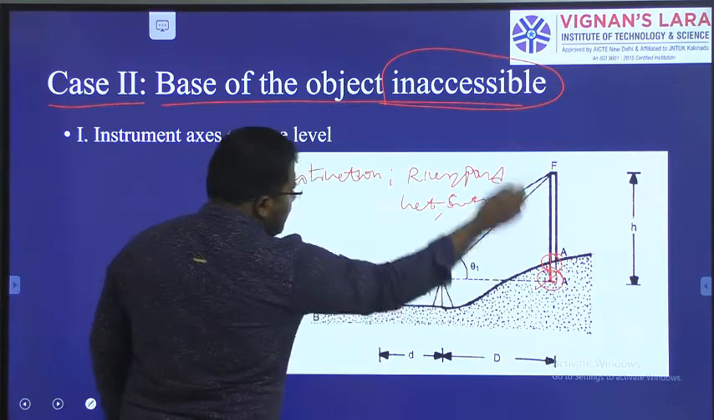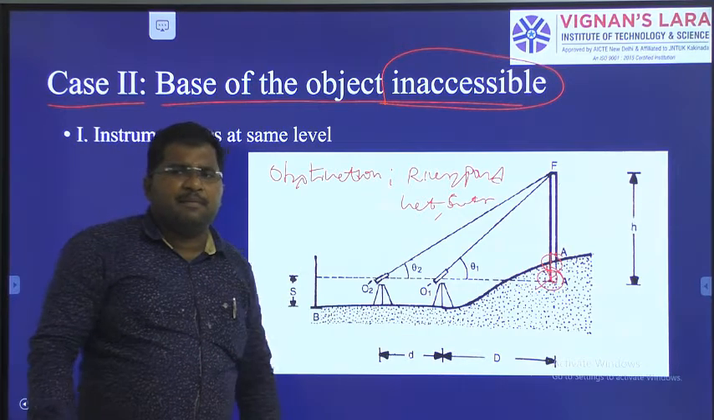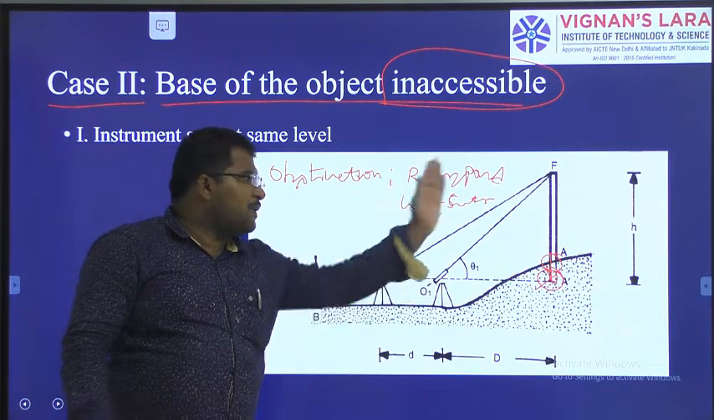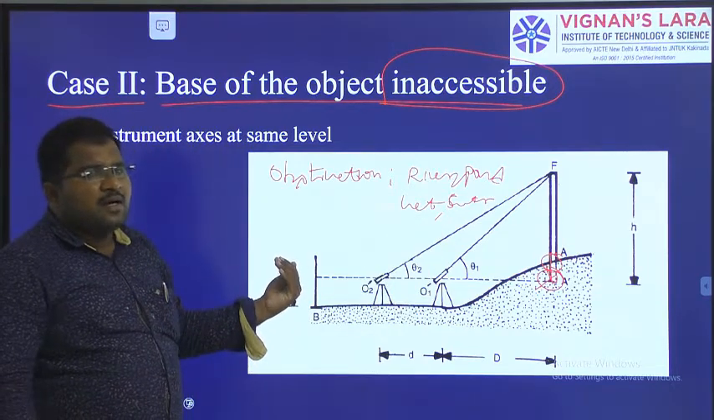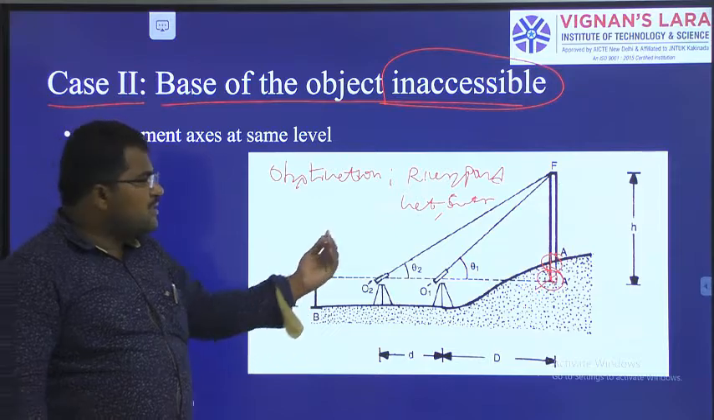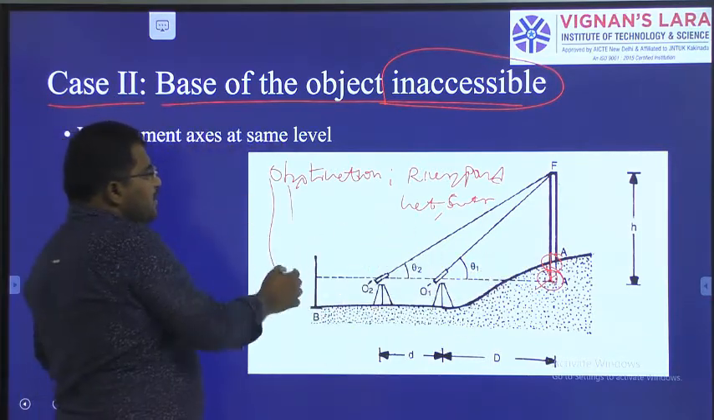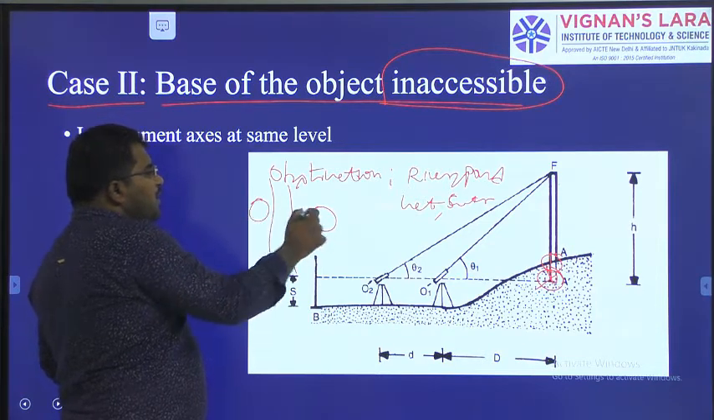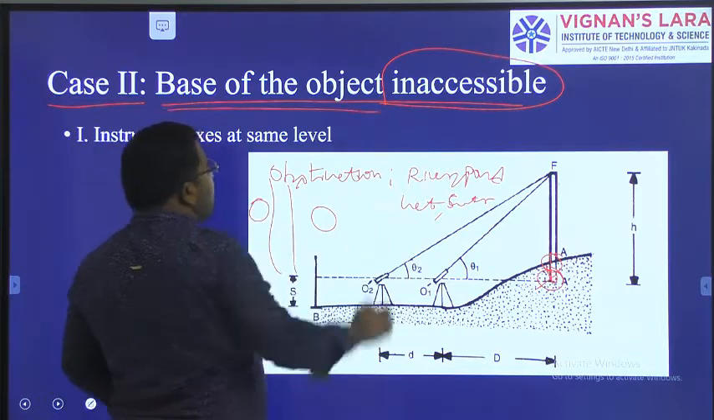We can't measure across a river or pond with the help of a chain or tape. But we still need to know the level difference of that object from the other side of the river. So the object is on one side, the instrument has to be kept on this side, and you have to find out the values. This case is applicable here.